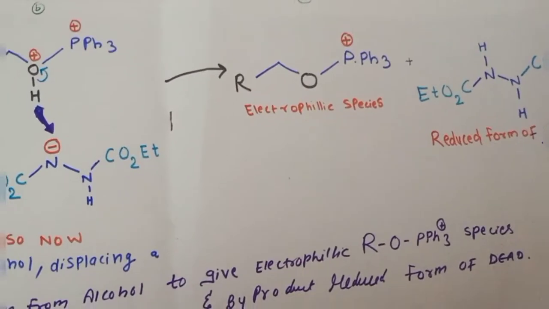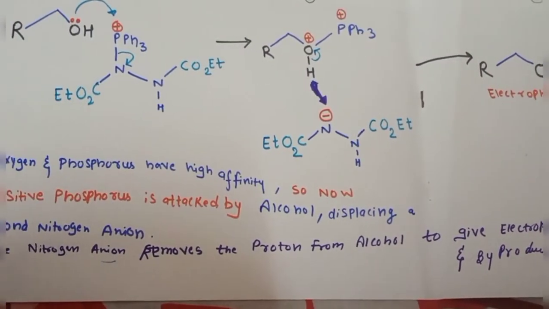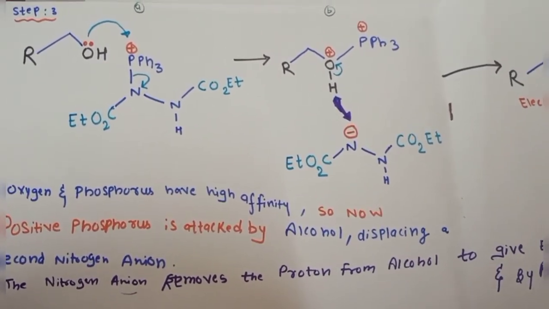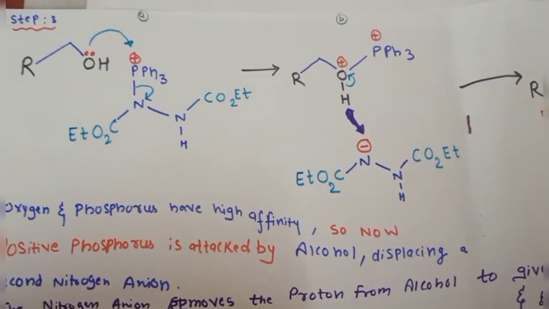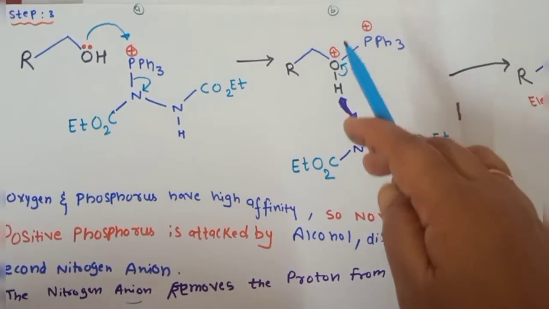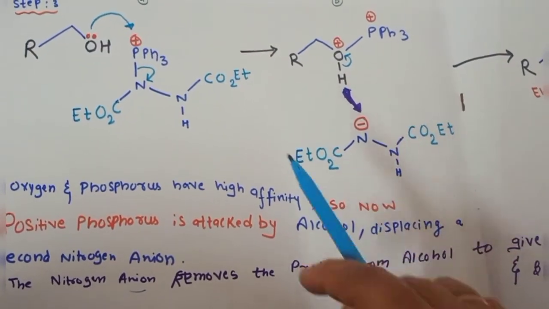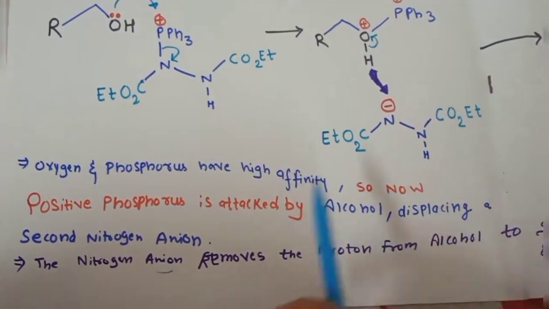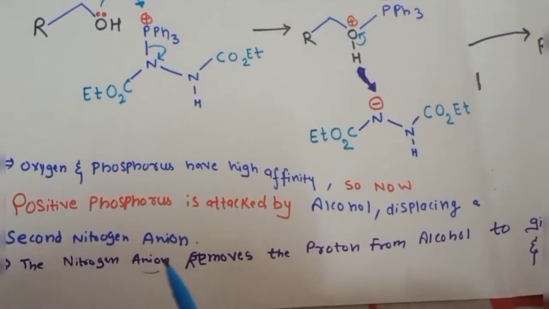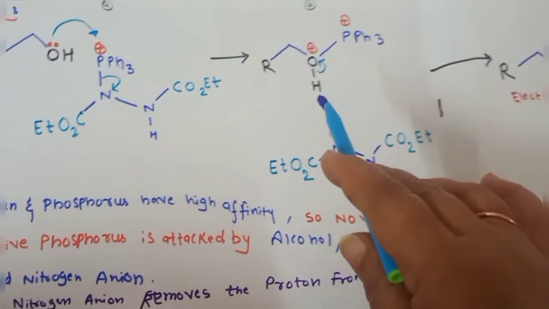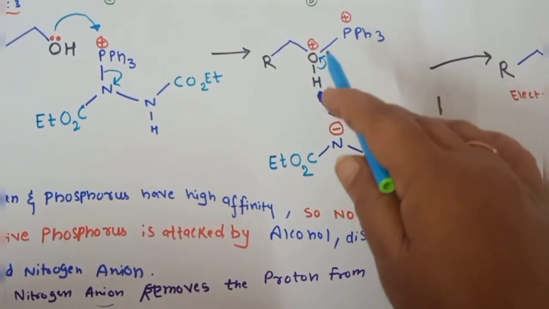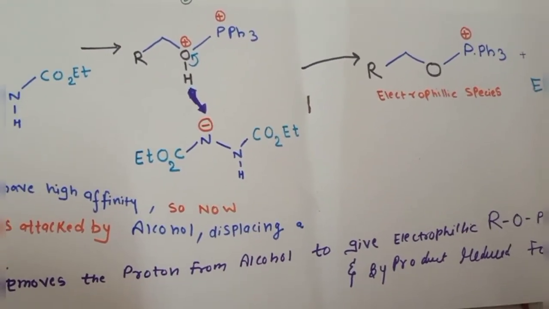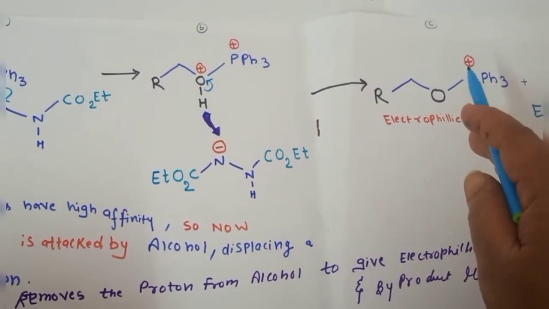So this will be the third step. What is the third step? First the alcohol will attack the positive phosphorus PPh3. We will have the positive charge on oxygen as well as phosphorus, and then this is the B part. The anion formed here, as the electron moves onto the nitrogen, develops a negative charge. This is the second nitrogen anion, and it will abstract this hydrogen again, the electron will move and this oxygen will become neutral and get stabilized. But this species is known as our electrophilic species, as it has the positive charge.